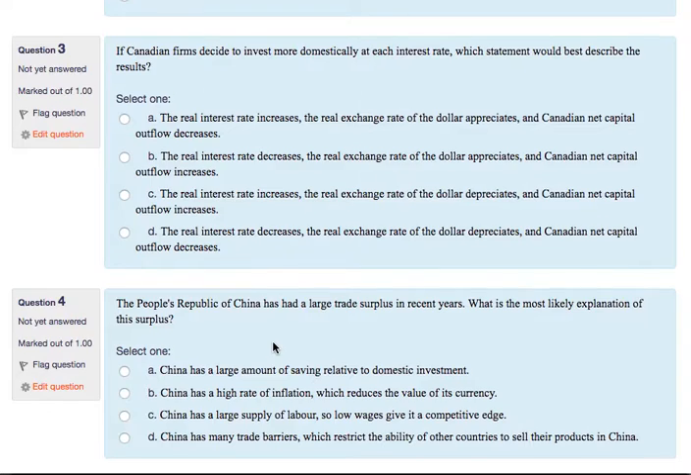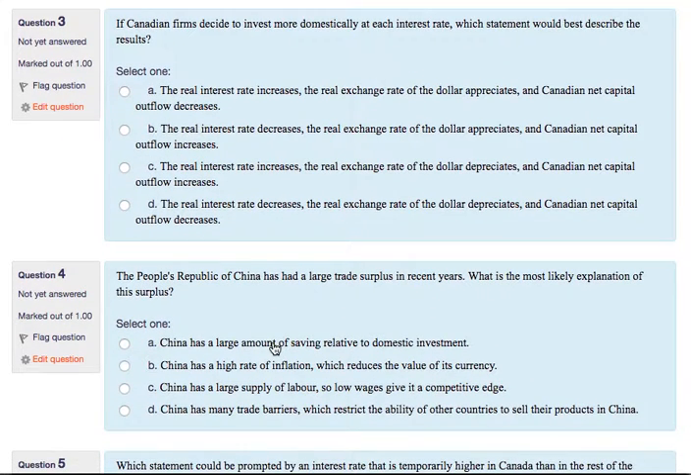If Canadian firms decide to invest more domestically at each interest rate, which statement would best describe the results? If we think about that graph with the demand for investment and the supply of savings, well, if we demand more domestically at each interest rate, it's the equivalent to saying that the demand curve for investment shifts right. What would happen in that case? Well, if we go back to the diagram we had below, the interest rate in that country would go up.